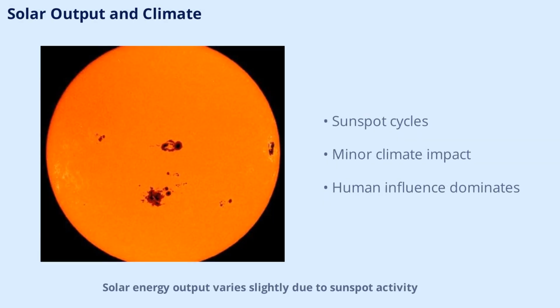Solar energy output varies slightly due to sunspot activity, which follows an 11-year cycle. During periods of maximum sunspots, the sun emits slightly more energy. While these changes do influence Earth's climate, their impact is relatively minor compared to the effects of greenhouse gases. The current warming trend cannot be explained by solar variations alone, reinforcing the role of human activities in driving climate change.